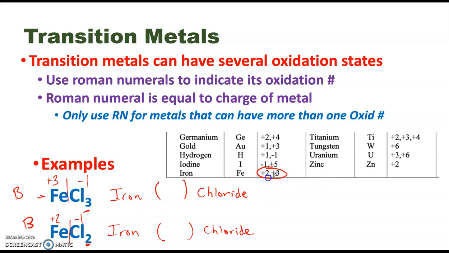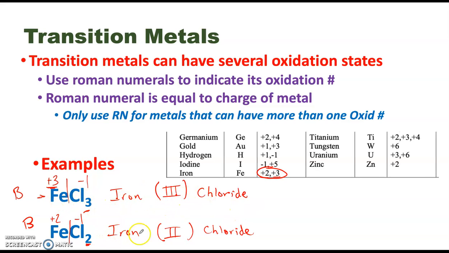Remember, iron can be +2 or +3, so we're going to put Roman numerals in here that tell me which one we're working with. In this case, I'm working with iron with a +3 charge, so I'd put Roman numeral 3 in here. In this case, I'm working with iron with a +2 charge, so I'd put a Roman numeral 2 in there. So now if I told you, hey, go back and get some iron 3 chloride out of the stock room and bring it out, please, you'd go in and say, okay, iron 3 chloride, that's FeCl3.